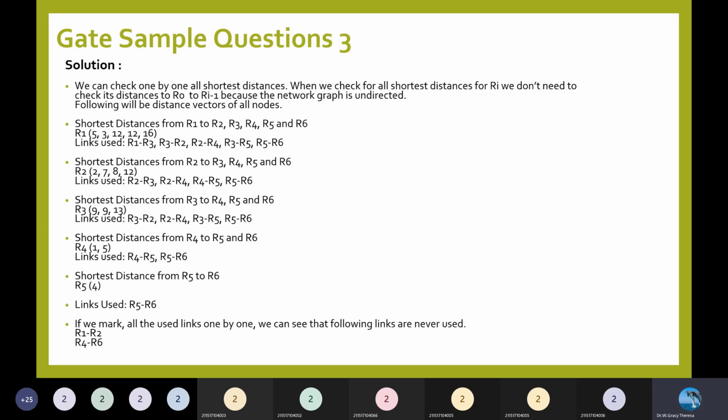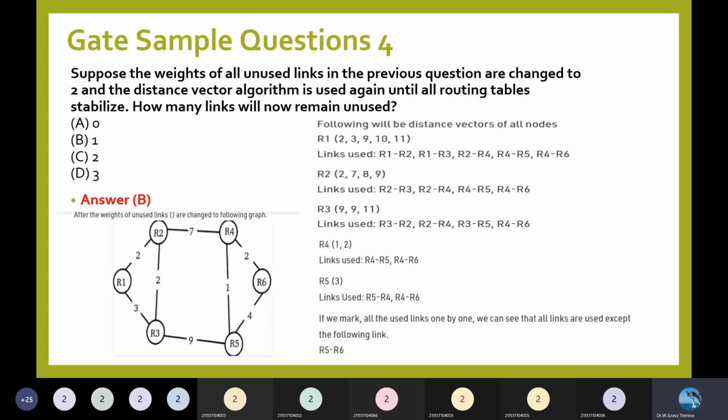Okay, the number of links used. Now, to find the shortest distance from R1 to R2, what are the links? How many links are needed? After defining how many links there are, from this we come to know that two links are unused. Okay, this is GATE sample 4, and there is another diagram given.